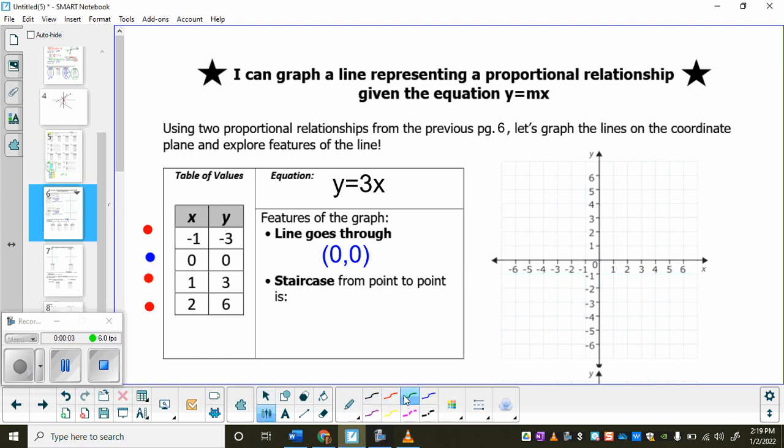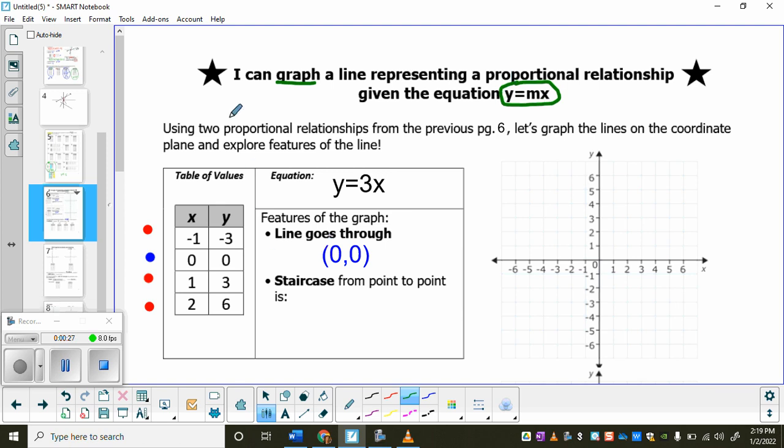Hey, in this video we're going to practice graphing the proportional lines that we started exploring a little bit in our last video. And friendly reminder that in these proportional relationships, our equations are always y equals mx, where m is the coefficient, now called the slope, and x is an input with y as an output. Let's just dive on in here.